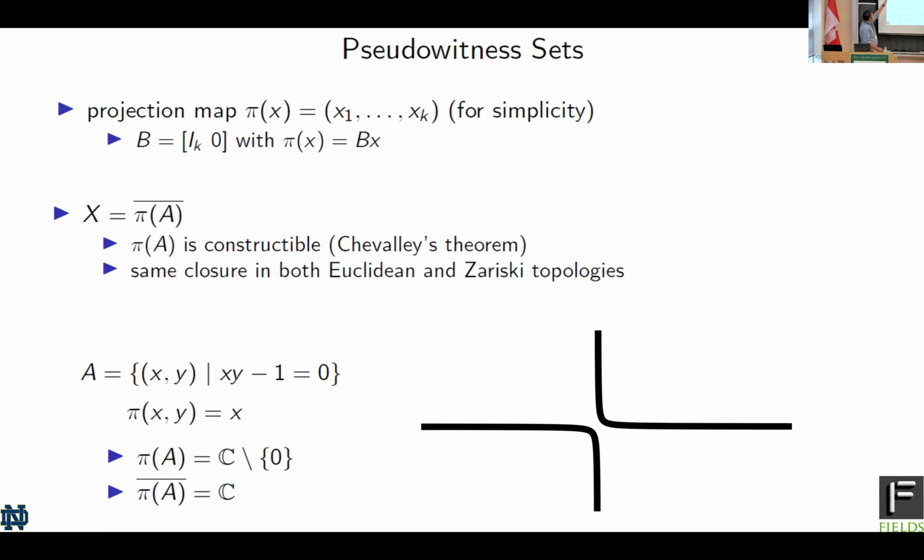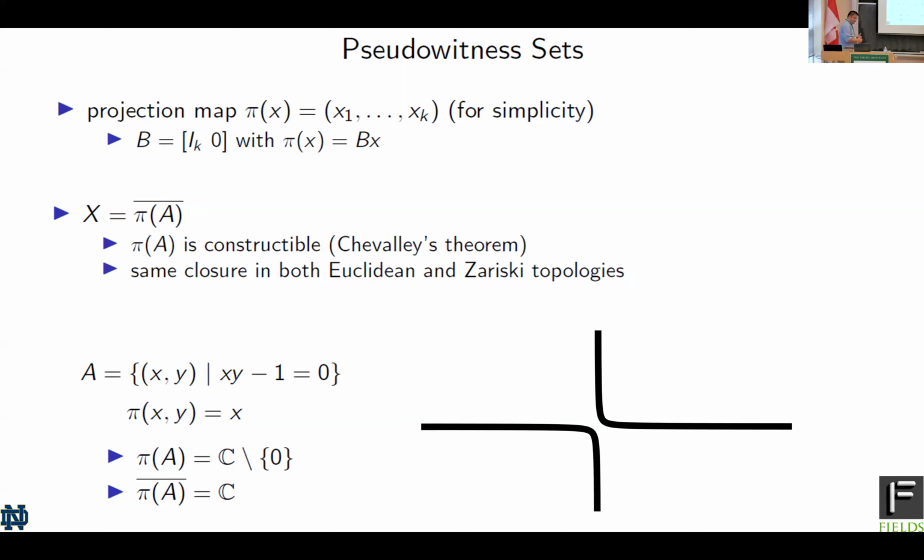So then my variety that I want to study, X, arises as the closure of the projection of A. You can always reduce down to this very simple case by adding more variables, if you would like. Okay, so the closure here is taken in both the Euclidean and Zariski topologies. They behave the same way because the projection is a constructible set.